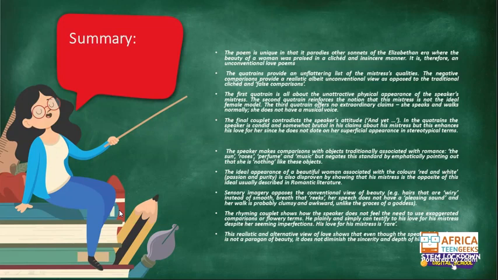Okay, so her speech does not have a pleasing sound, and her walk is probably clumsy and awkward, unlike the graces of a guest. Okay, so the following shows how the speaker does not feel the need to use exaggerated comparisons or flowery terms. He plainly and simply testifies his love for his mistress despite her seeming imperfections. His love for his mistress is rare.